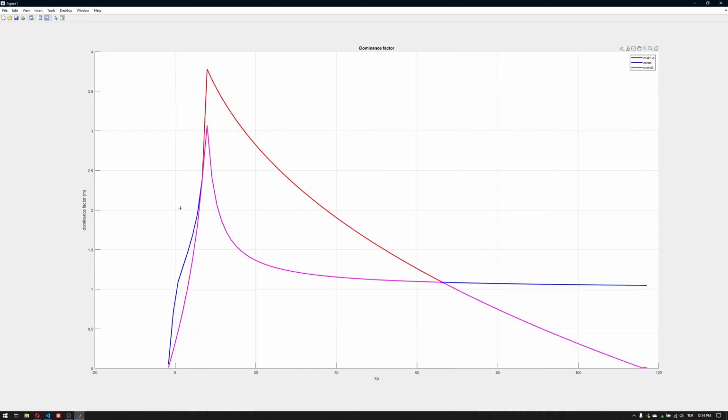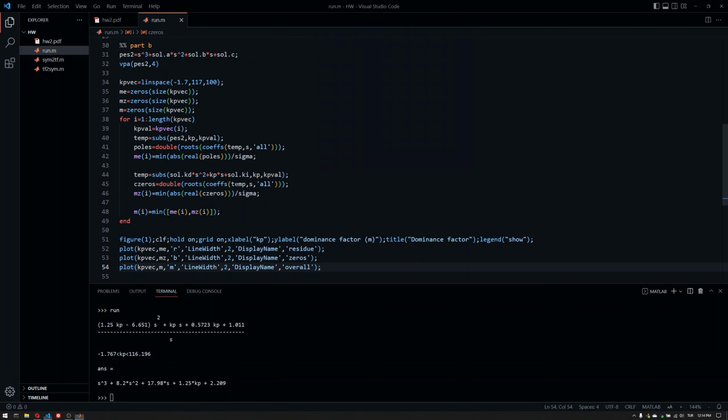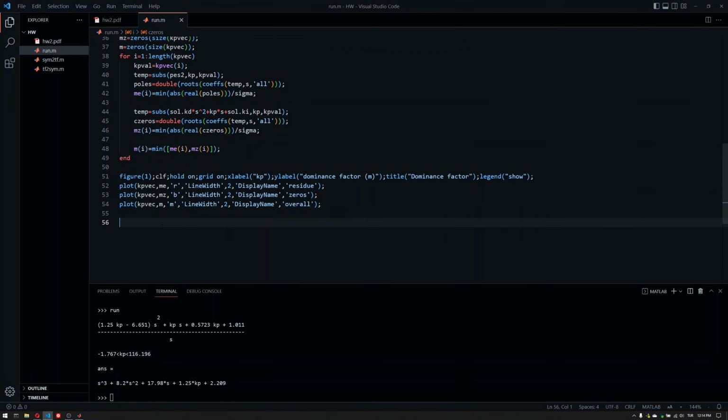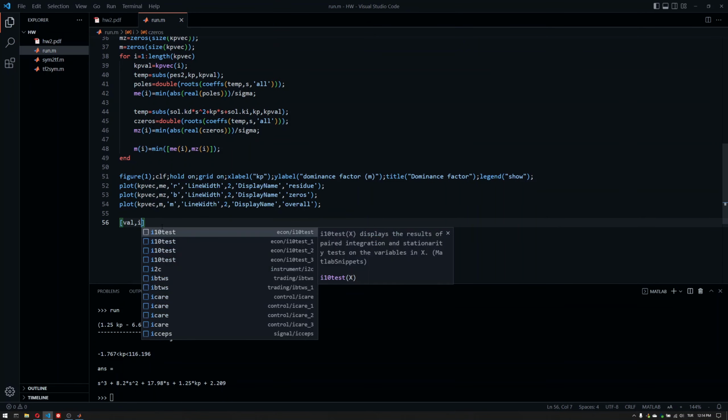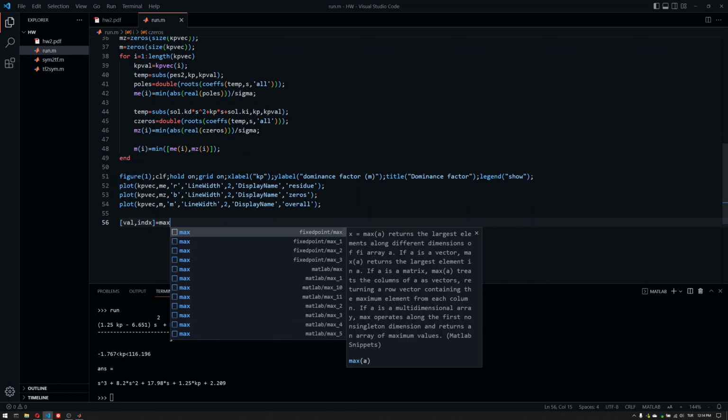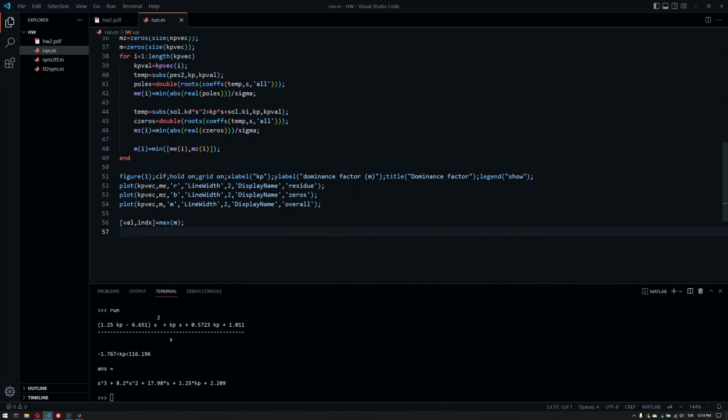So the maximum of this will give us the ideal solution. It is going to be this tip here. So let's calculate that: value, comma, index, the maximum of M. I'm interested in which KP value it is actually. So KP val would be KP vec at the index here.